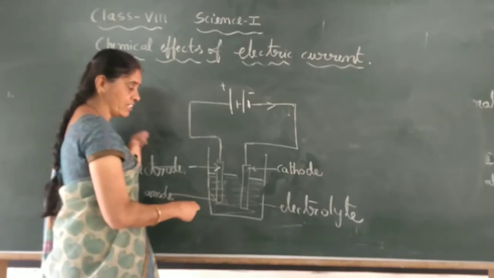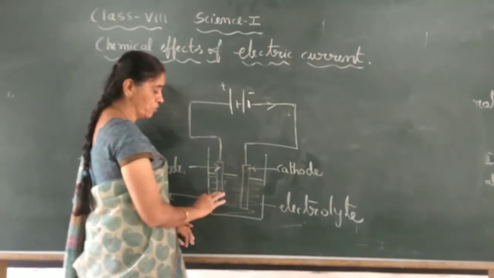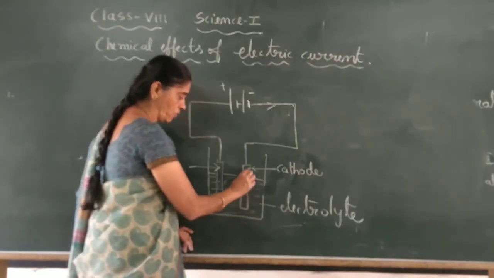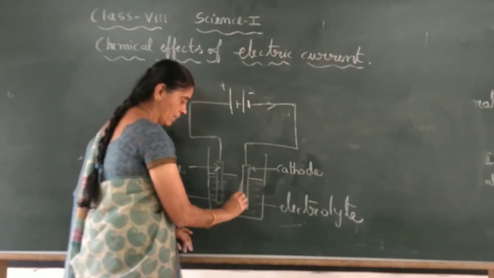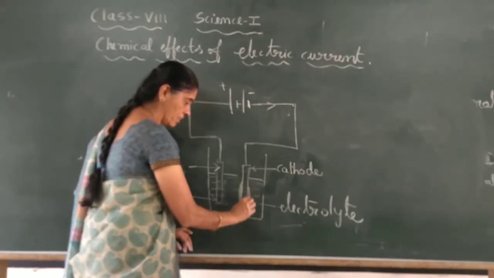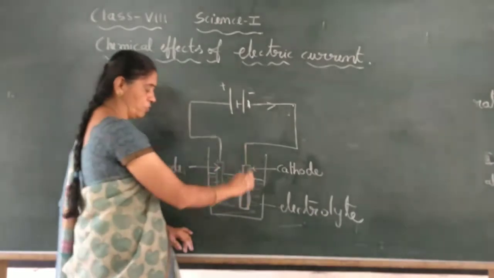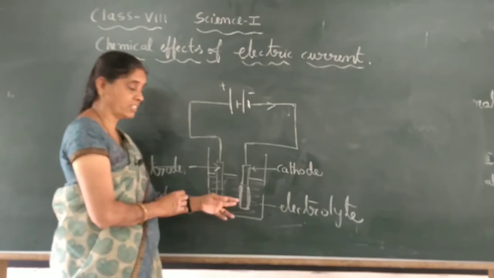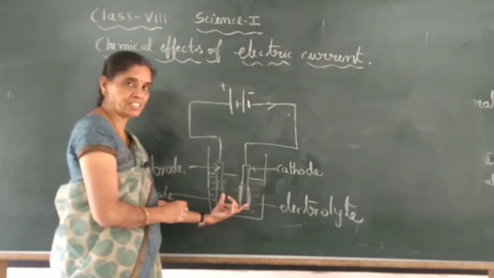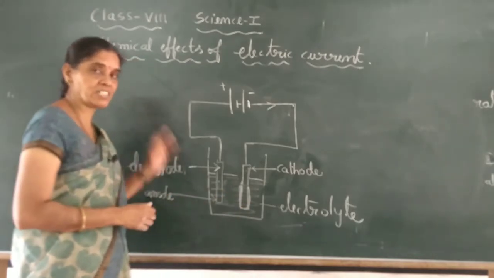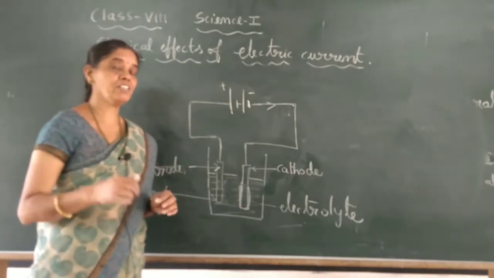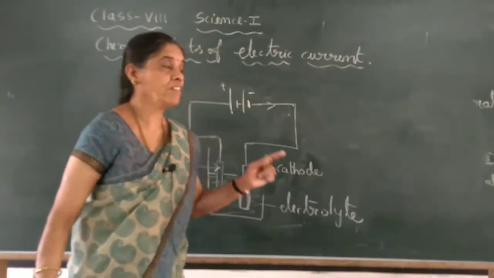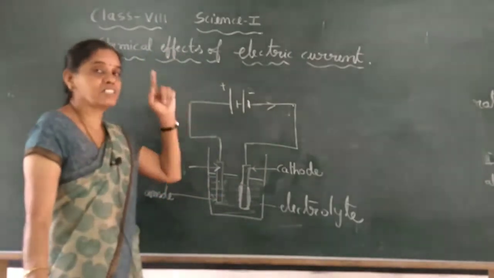Our third one is, when you pass the current, in some cases the metal will deposit on the cathode. So that is also possible in some experiments, depending upon which electrolyte you have taken. Okay, so those are the three important chemical changes you can observe. Whenever current flows through a liquid and you see chemical changes, it is called the chemical effect of electric current.